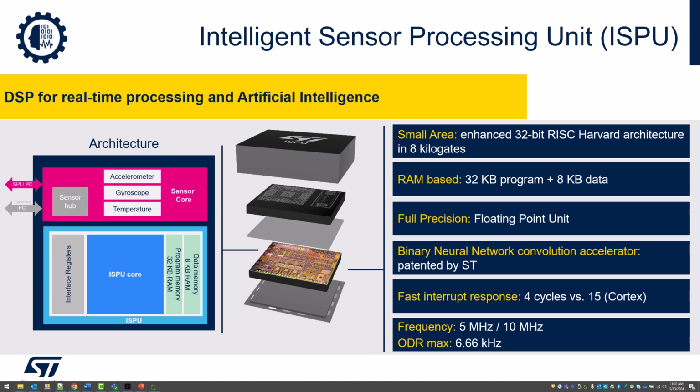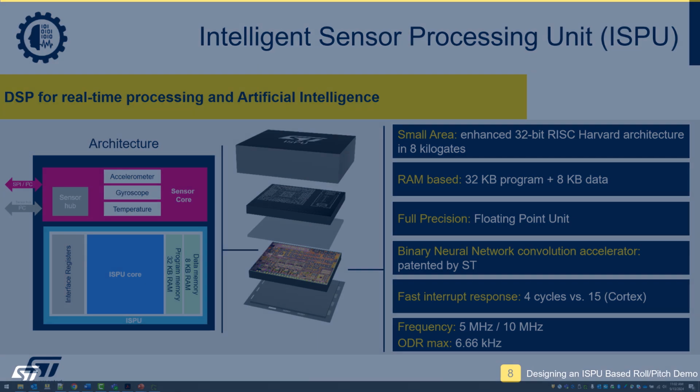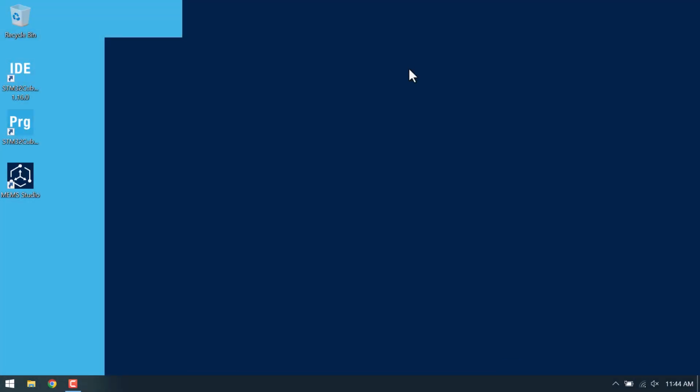The ISPU is compatible with most common development tools and can be used to implement both machine learning and deep learning on the device. It is equipped with 32 kilobytes of program RAM and 8 kilobytes of data RAM. It also features a floating point unit supporting addition, subtraction, and multiplication. Let's start by implementing the roll and pitch angle calculations on the ISPU using the STM32Cube IDE.